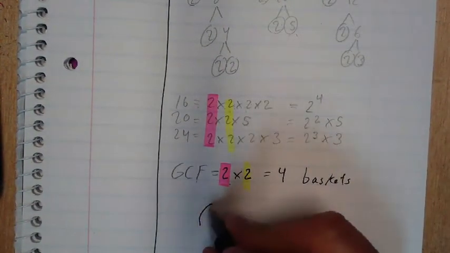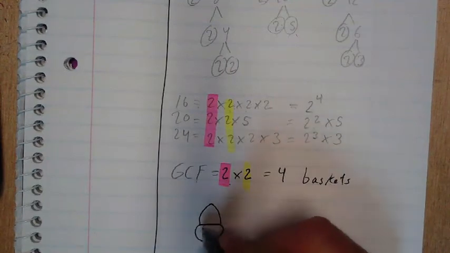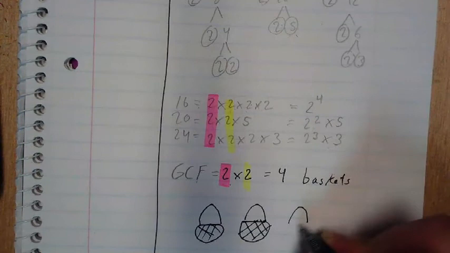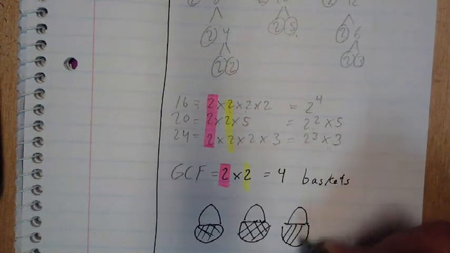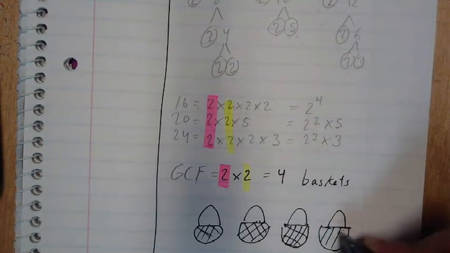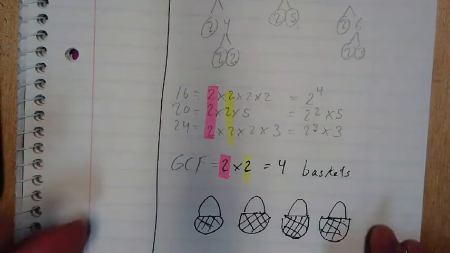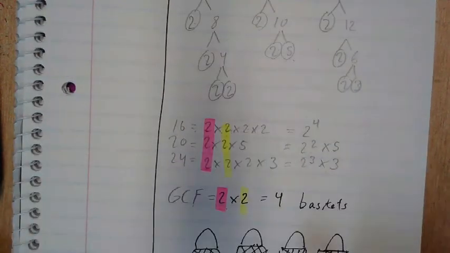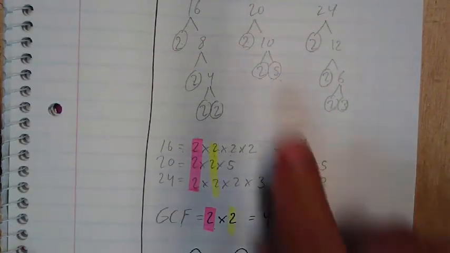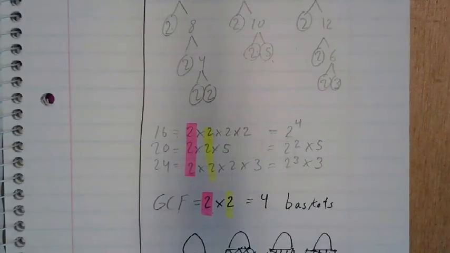And again, it looks like an acorn, but it's supposed to be a basket, so don't judge me too harshly. 4 baskets. Ooh, that was not a good basket, but okay. So let's apply that. 4 baskets. If we have 16 oranges, that means there's 4 oranges per basket. If there's 20 apples, 5 apples per basket. If there's 24 pears, 6 pears per basket.